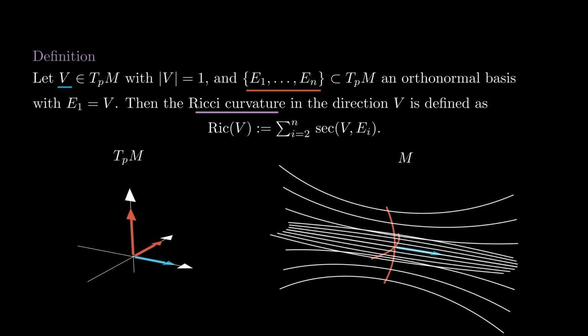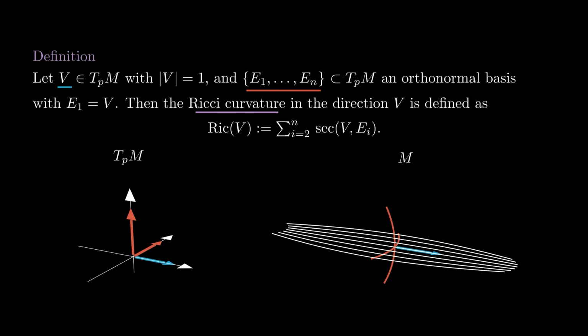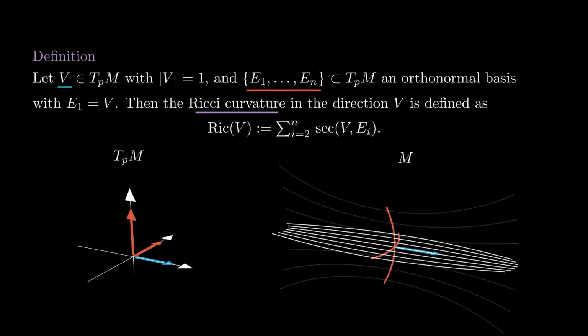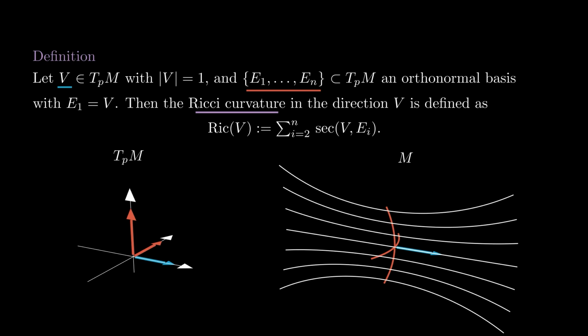It may happen that some geodesics get closer and some geodesics get further. This happens when some sectional curvatures are positive and others negative. In this picture, the sectional curvature of v and this basis vector is positive because these geodesics are getting closer, and the sectional curvature of v and this other vector is negative because these geodesics are getting further. On average, the Ricci curvature in this direction may be 0. Later in this lesson, we will prove that the Ricci curvature does not depend on the orthonormal basis we take in the definition.